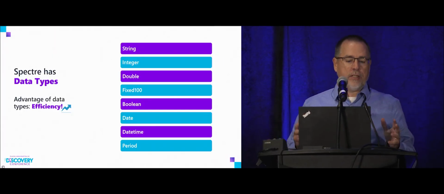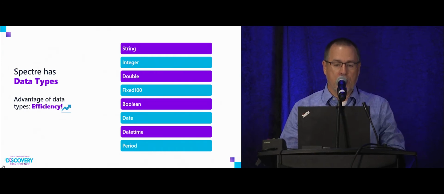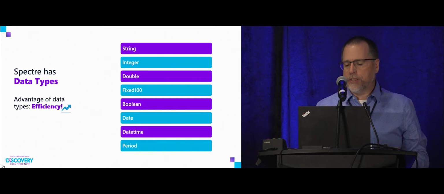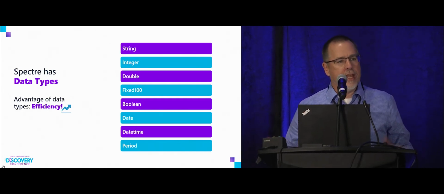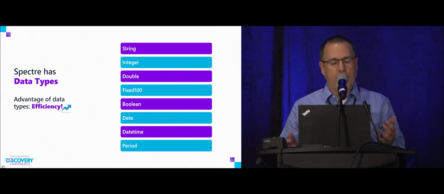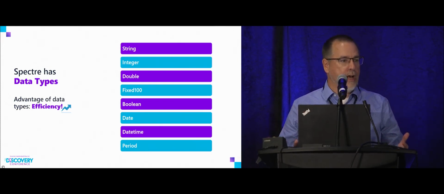Spectre currently has 8 data types: string, integer, double, fixed 100. We don't need to go into each one of them, but it's important that you understand that as data is coming in, we want to assign a data type to every column. The reason for that is efficiency. We want Spectre to work effectively.